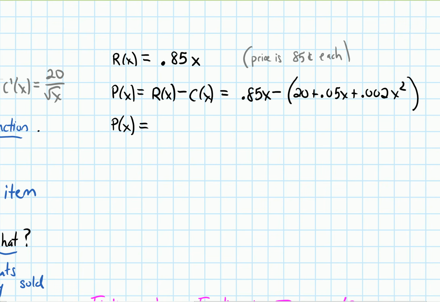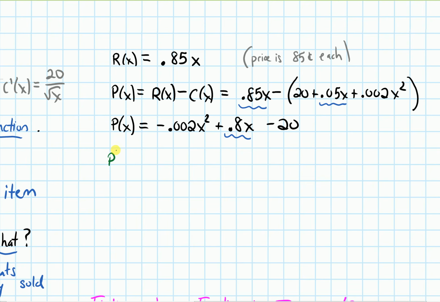So distributing that negative sign and simplifying, let's write the highest degree term in front. We'd have negative 0.002x squared. And then when we do 0.85x minus 0.05x, we get plus 0.8x. The 0.8x is coming from these two terms being subtracted. And then we have the minus 20 still, which comes from distributing the negative sign to the 20. All right, so we have the profit function, which means we are now ready to take the derivative.